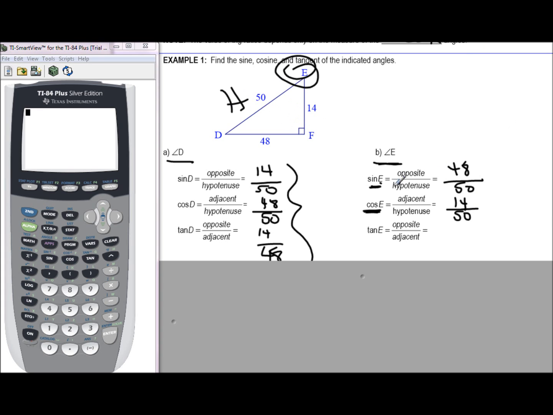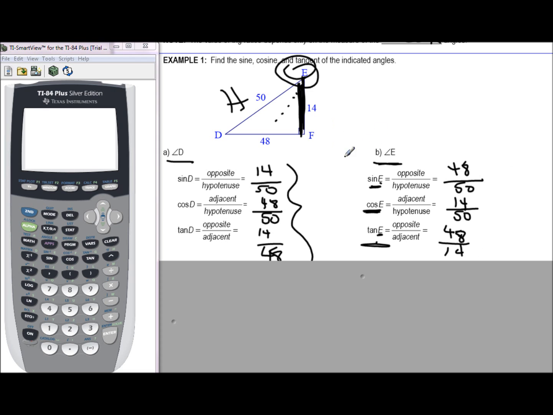Alright, and finally, using angle E again as your reference angle, I'd like for you to find the tangent ratio. Pause the video and see if you get what I get. Okay, so you should have gotten 48 out of 14. The opposite of angle E is across from angle E, that's 48. And adjacent, the side that's touching angle E but not the hypotenuse, is 14.